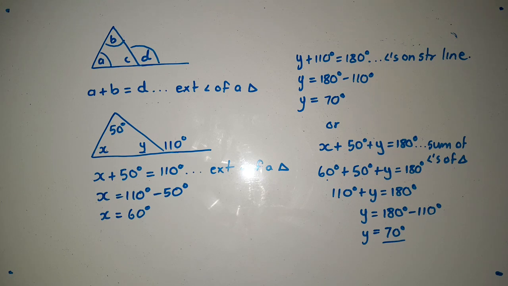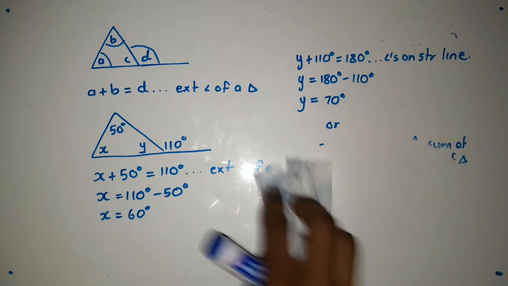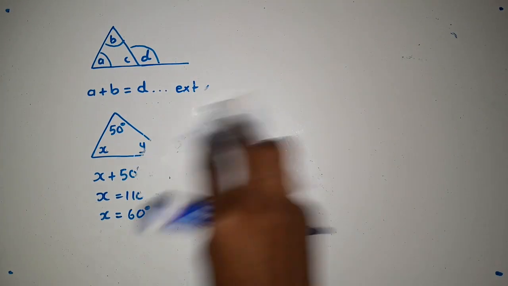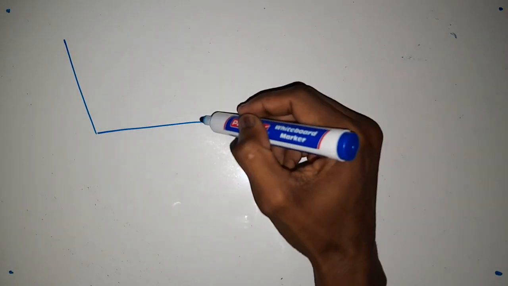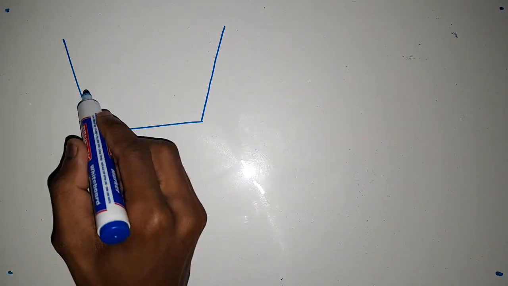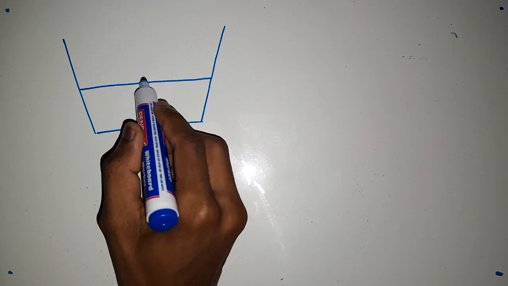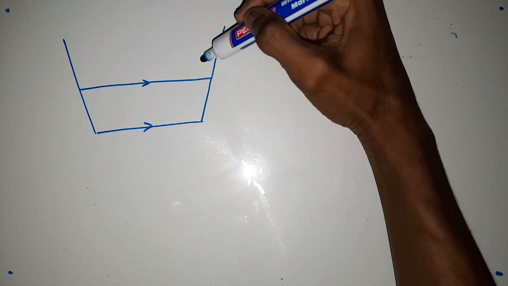Like this. Now, what I'm going to do is I'm going to try to include almost everything that we have done up until now. Let's say if I were to give you a figure or a shape like this, you see, like this.